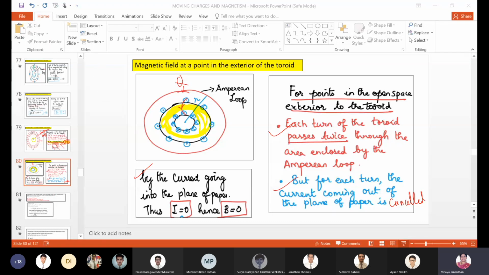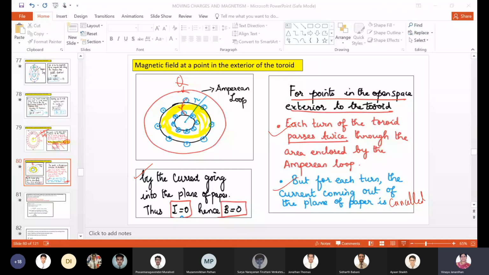It passes at this point, right? At two different points, your single turn is passing through the area enclosed by the Amperian loop. For each turn, the current coming out of the plane of the paper is cancelled by the current going into the plane of the paper, so that the total current I becomes equal to 0, hence B is also equal to 0. Only make a note of it, boys.